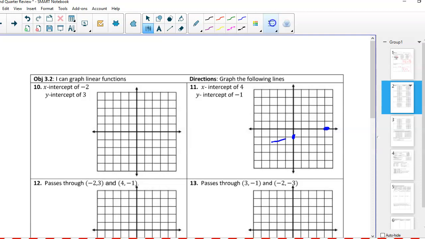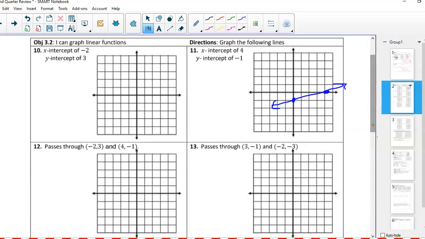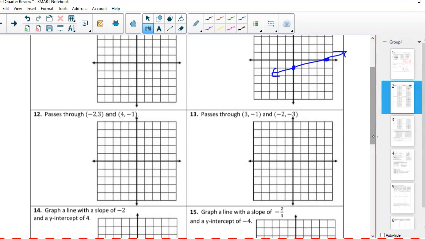You're not using slope here. You're just making a line through those 2 points. For the next two, graph the points, connect them. And remember how to graph our ordered pairs. So for 3, -1, I'm going to go to the right 3 and down 1. And then I'm going to go -2, so left 2 and down 3. And then make a line through those 2 points.